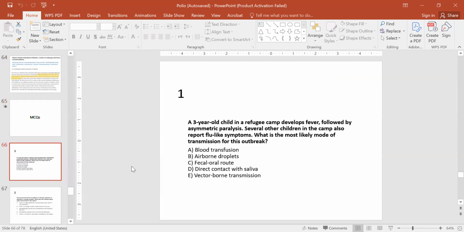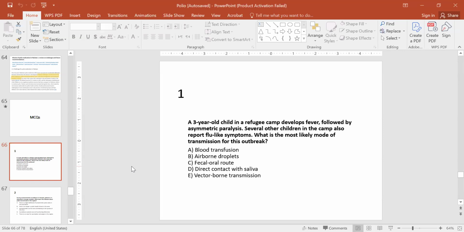The first question is: a 3-year-old child in a refugee camp develops fever followed by asymmetric paralysis. Several other children in the camp also report flu-like symptoms. What is the most likely mode of transmission for this outbreak? Option A, blood transfusion. Option B, airborne droplets. Option C, fecal-oral route. Option D, direct contact with saliva, or vector-borne transmission.